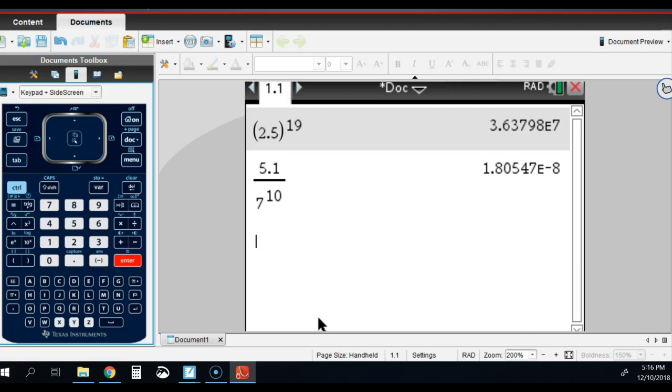1.80547 E negative 8. So this is like what I was just talking about. E negative 8 means you take this and move it to the left 8 spots. So 0.0000000180547, on and on. You don't have to rewrite it with all these zeros in there. Keep it in scientific notation: 1.80, 3 significant digits, times 10 to the negative 8. So 1.80 times 10 to the negative 8.